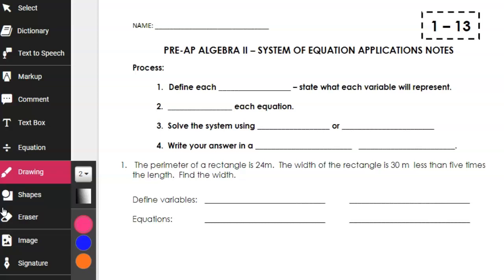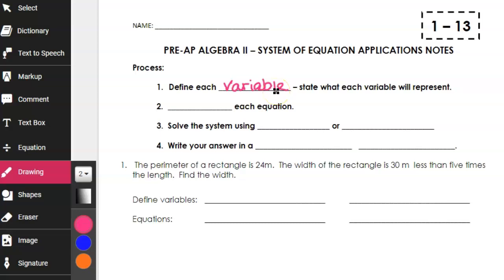Obviously, as an adult, you're not going to be creating systems and solving these systems algebraically, but the more difficult ones that we do, the more likely you are to be able to do things like solve puzzles and apply your knowledge to simpler scenarios that still involve systems of equations. So the process today, we're going to be given a word problem. The process is, first, we need to define each variable. We need to state what each variable will represent.